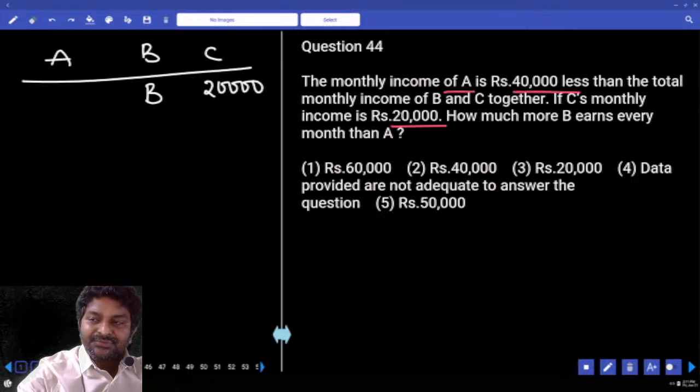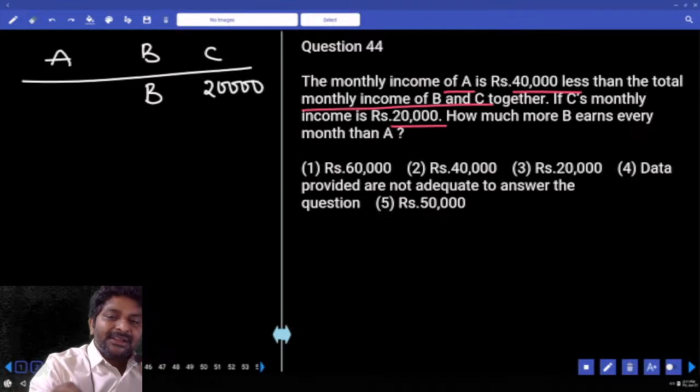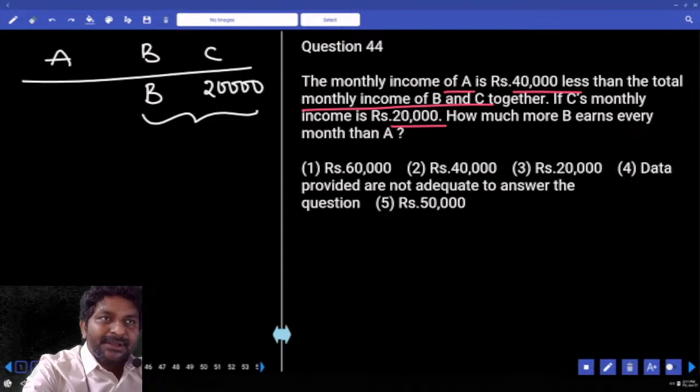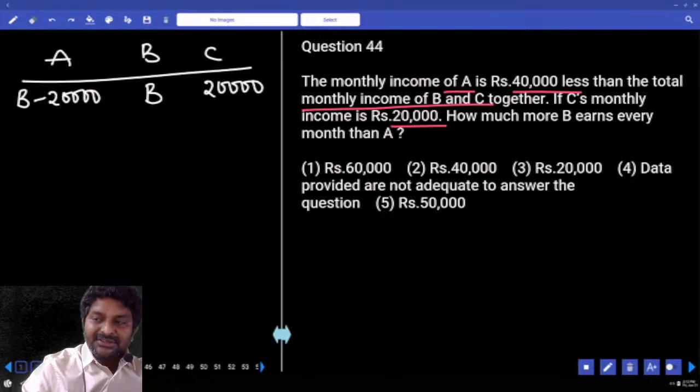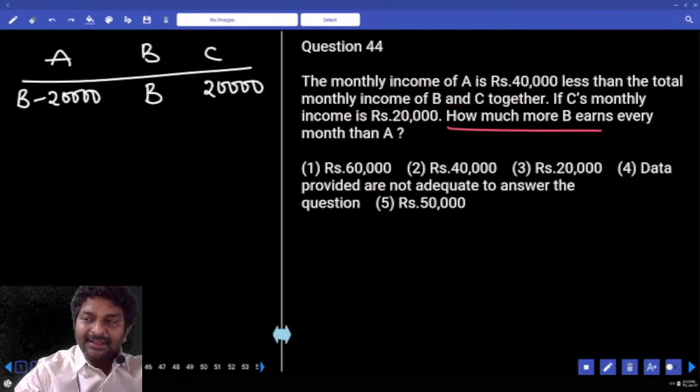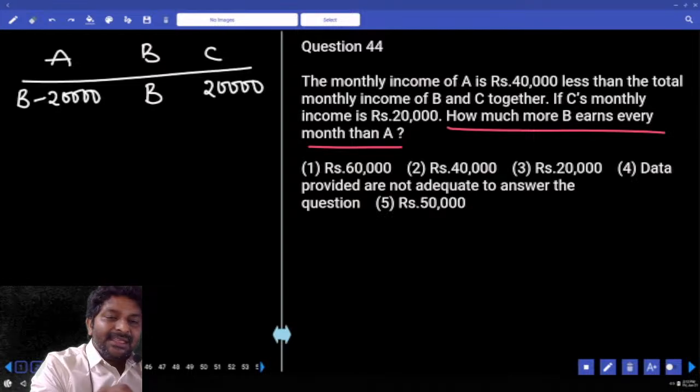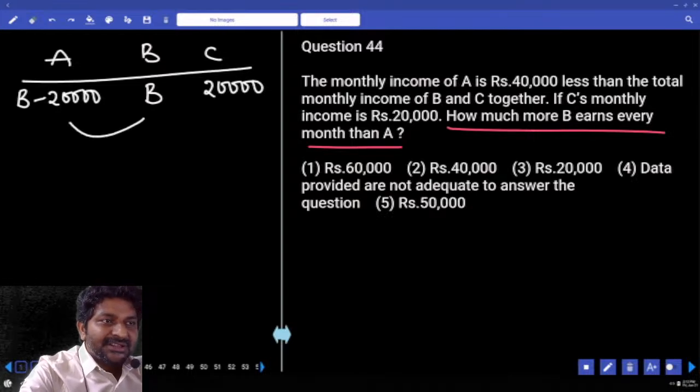A's income is 40,000 less than total income of B and C. Total income of B and C is B plus 20,000. And A is getting 40,000 less than that. Then A gets B minus 20,000. Now the question is to identify difference between A, B incomes. How much is that? 20,000.